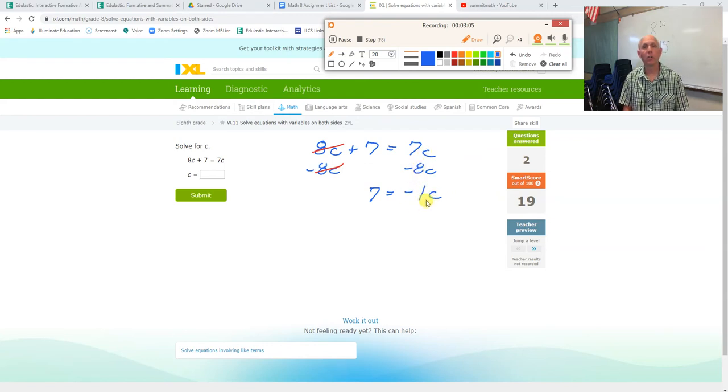Who is the variable? C. Who's bugging it? Negative 1. What's the negative 1 trying to do? It's trying to multiply it. How do I find multiplication? Division. What would I like to do? Divide both sides by negative 1. Red marker of death and destruction. Goodbye, goodbye. And 7 divided by negative 1 is negative 7.